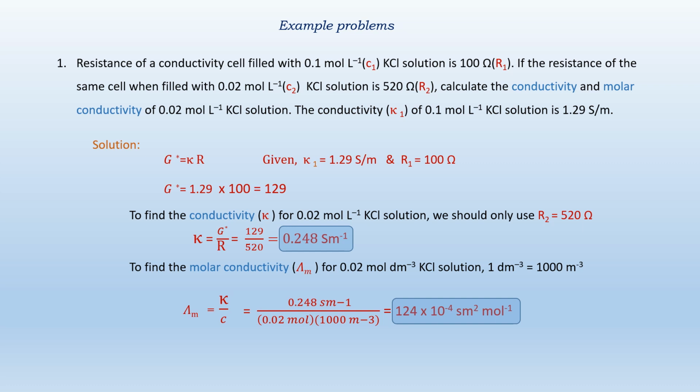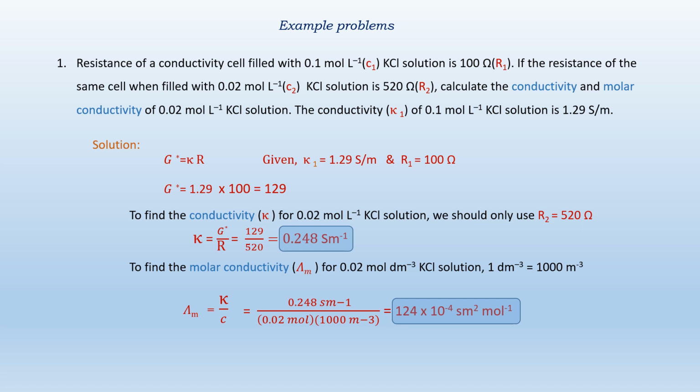As I have already said, if you want to measure the conductivity for a particular electrolyte, there are two steps. First step is you have to find the cell constant from the known solution. The known solution here is 0.1 molar KCl. Substitute the conductivity value, kappa is 1.29 as they have given, and substitute the corresponding resistance, 100 ohm. This is for 0.1 molar concentration. So you substitute that value and find the cell constant.